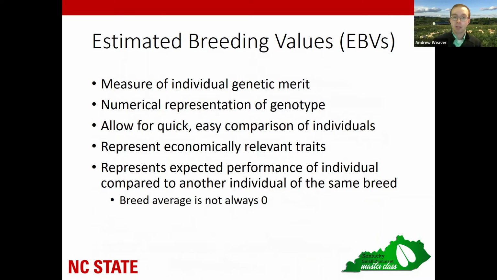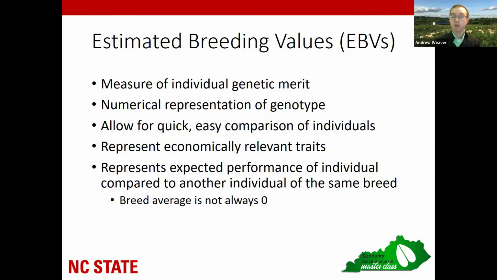So these estimated breeding values are a measure of individual genetic merit. They are that numerical representation of genotype. So when we talk about genotypes and that genetic component, these estimated breeding values are simply a number that represents that genotype. These estimated breeding values allow for quick and easy comparison between individuals for those economically relevant traits.